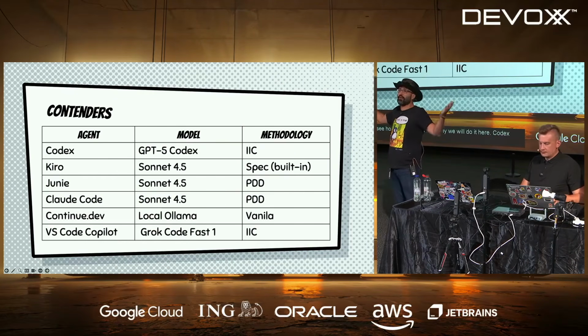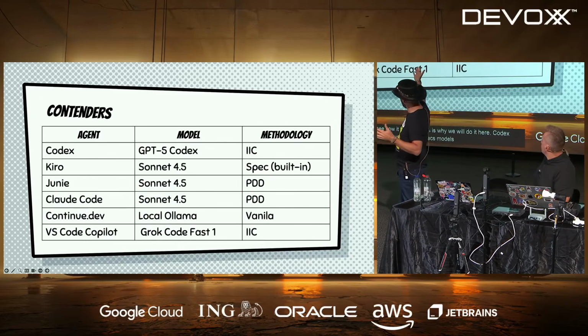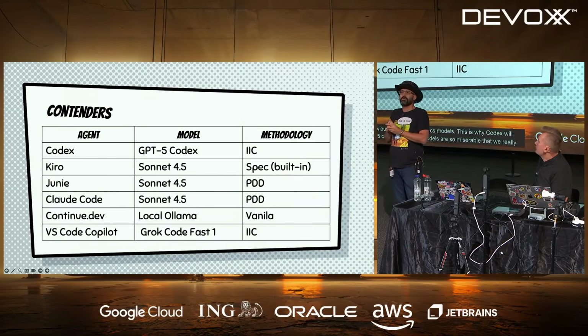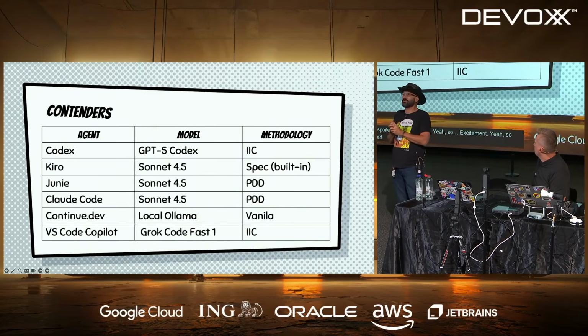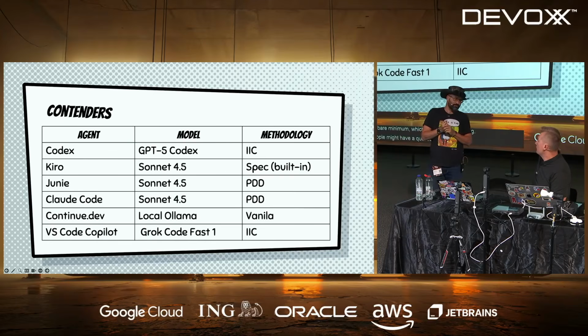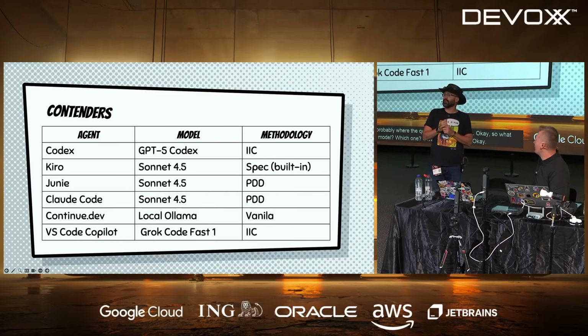Codex from OpenAI obviously works with Codex models. This is why for OpenAI Codex we will show GPT-5 Codex. And local models are so miserable that we really felt bad. Don't spoil the excitement. Yeah, we really felt bad making them work too hard. So this is why we asked them to do the bare minimum, which is vanilla vibe coding. I guess people might have a question why their favorite model is not here. So that's probably where the question is coming from. Okay, so what is your favorite model? Which one? Qwen. Okay. We tried Qwen. We'll talk about this.